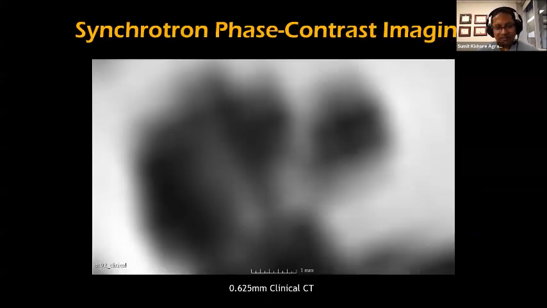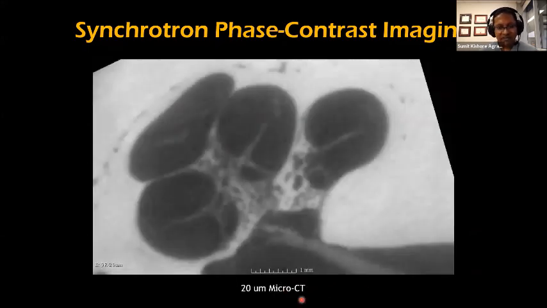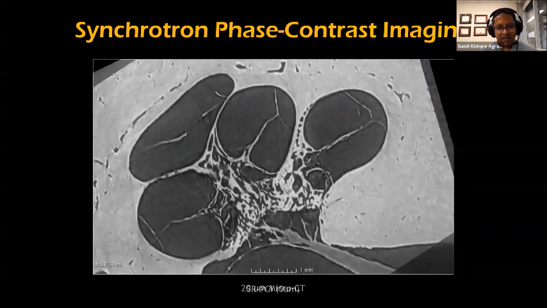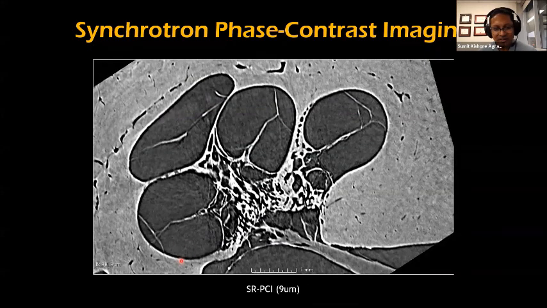And just to give you a sense, this is a clinical CT from a helical CT scanner at 625 microns. The same cochlea on micro CT with 20 microns. You can start to see some of the basilar membrane. And then this is synchrotron imaging, which is not quite at the level of histology, but we're getting to that level where we can really start to see nice, finely defined soft tissue structures.